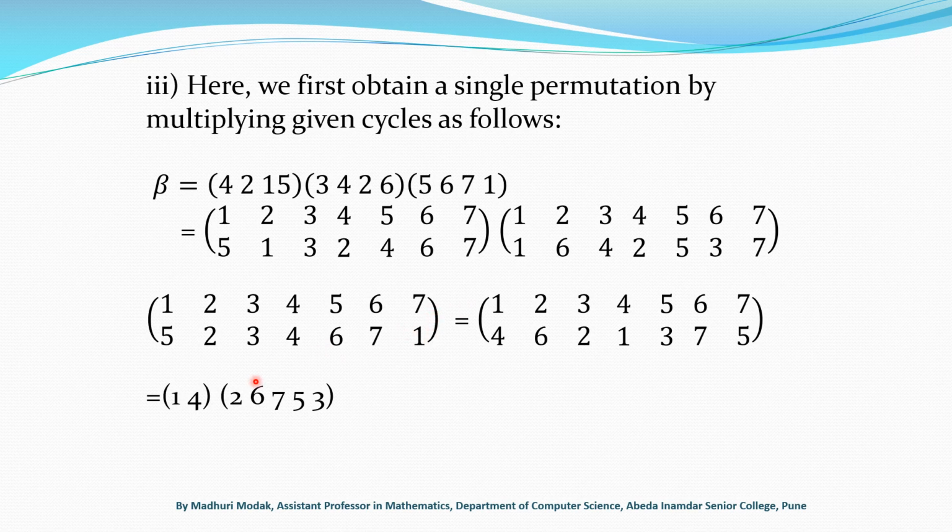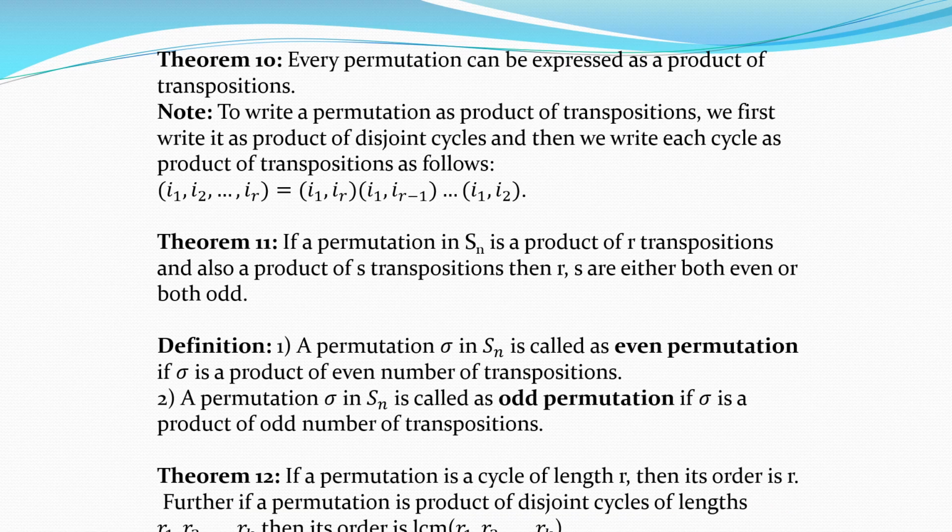So we start with 2 now. 2 goes to 6, so after 2 we write 6. 6 goes to 7, so after 6 we write 7. Then 7 goes to 5, so 7, 5, and 5 goes to 3. So we write 3. Finally 3 goes to 2, the starting element. So here we close the bracket. Now if you observe these two cycles, no element is common. So we have expressed beta in disjoint cycle form, as a composition of disjoint cycles.